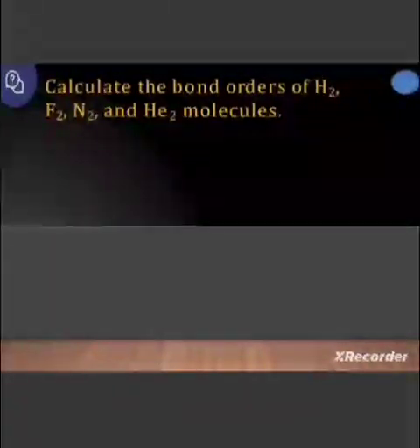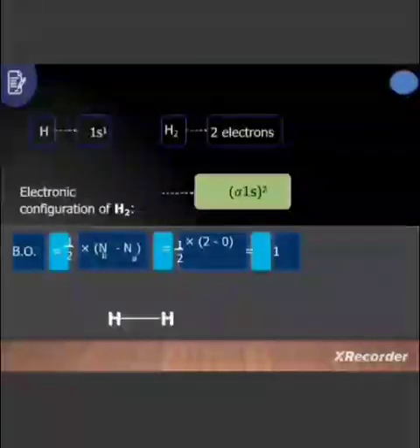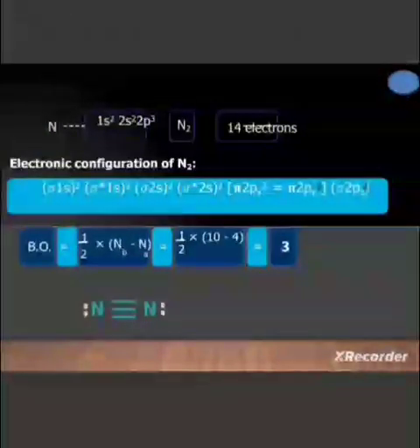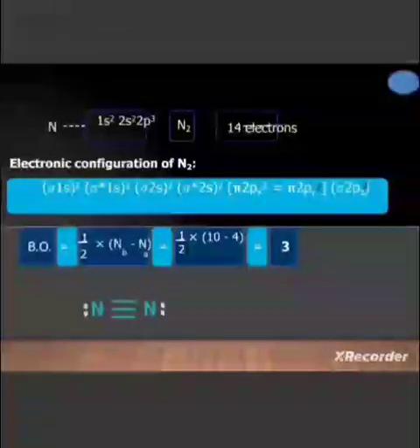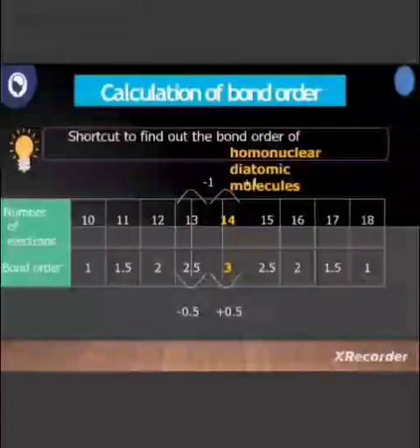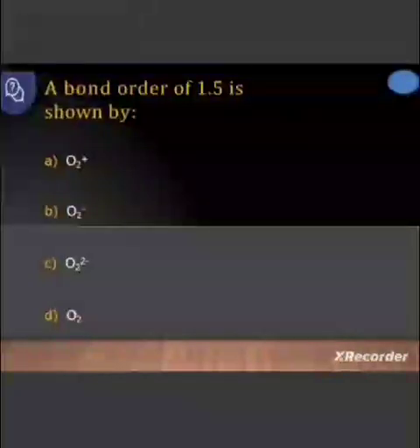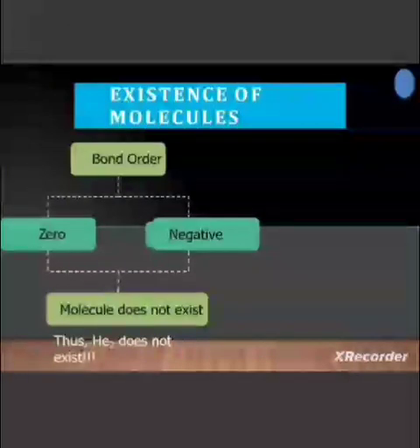These are further MCQ questions related to the topic. We can calculate the bond order for O2, N2 and the various others. These are the calculations for the bond order, which is a shortcut to find the bond order. Next are questions related to the bond order.